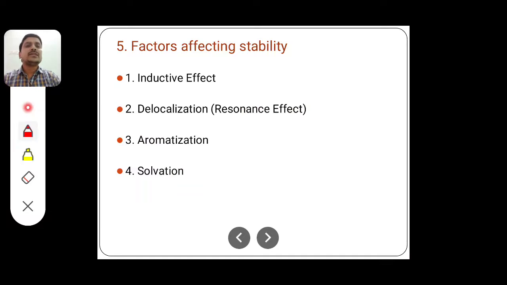Then factors affecting stability of carbanion. As we did with carbocation, we will discuss these factors affecting stability of carbanion in some other lecture. A separate lecture I will take on this. So here I am just mentioning those factors which affect the stability of carbanion. First one is inductive effect, second one is resonance effect, third, aromatization does affect the stability of carbanion, and then solvation also affects the stability of carbanion. These four factors I have mentioned here.